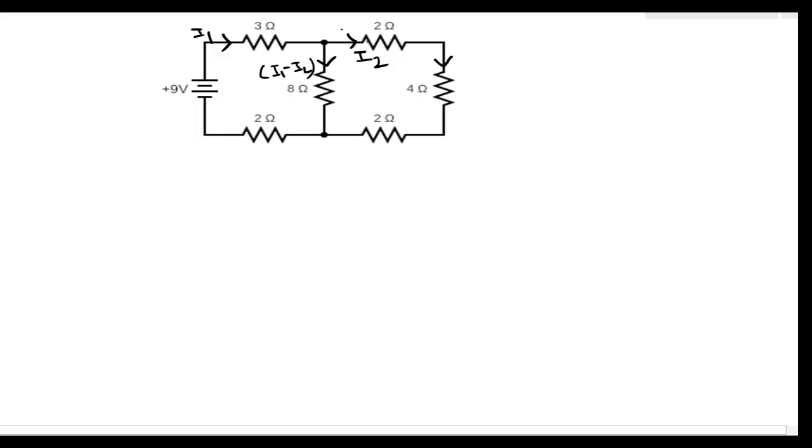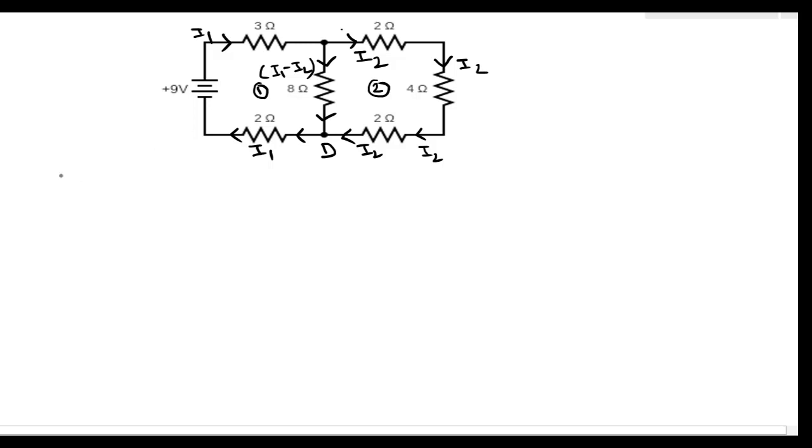Now this I2 current flows through the 2 ohm resistance, the 4 ohm resistance and the other 2 ohm resistance and comes to this point D. Through this 2 ohm resistance the total current is I2 from this direction and I1 minus I2 from this direction, so the total is again I1. Now if we apply Kirchhoff's voltage law to loop 1 and loop 2, we will get the currents I1 and I2.